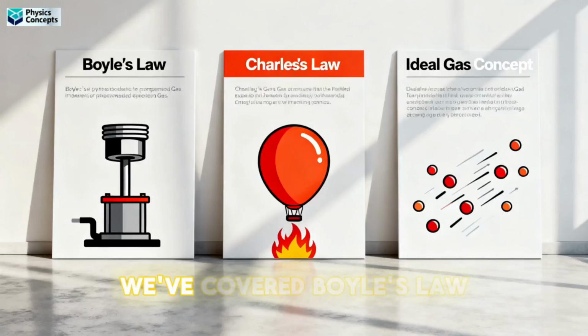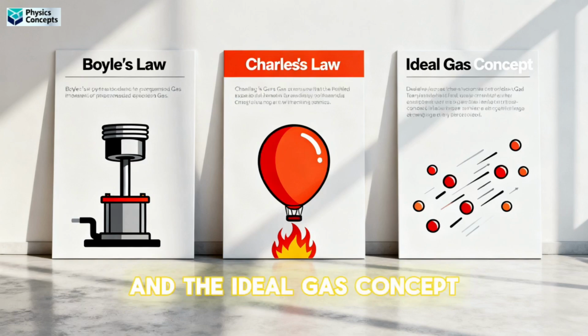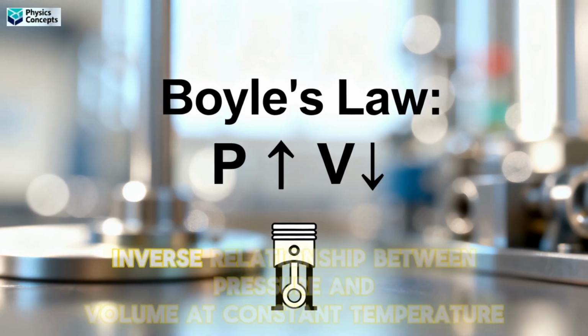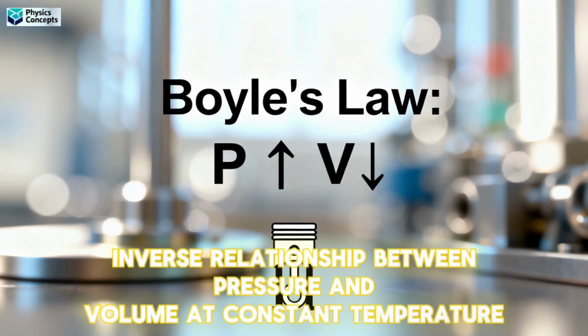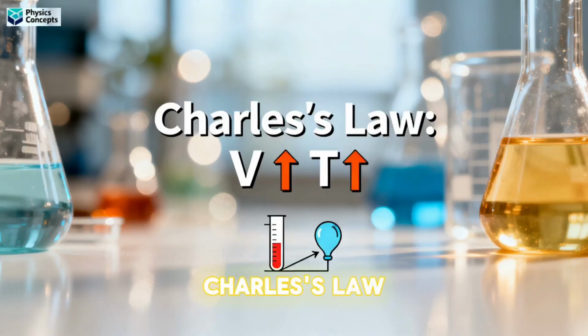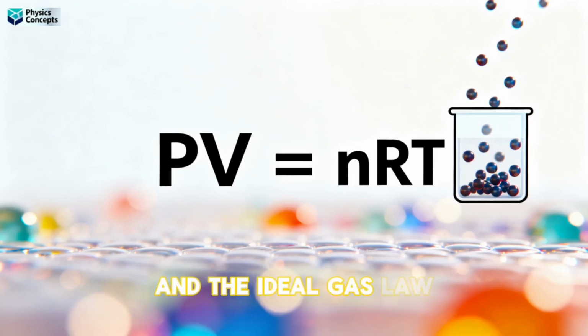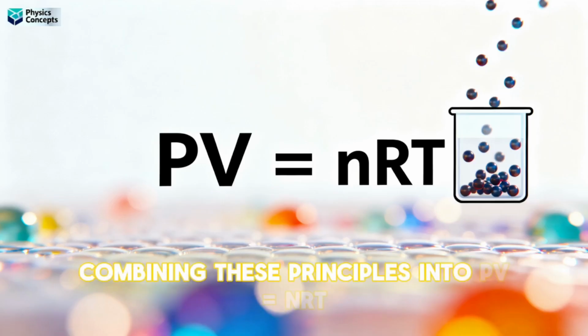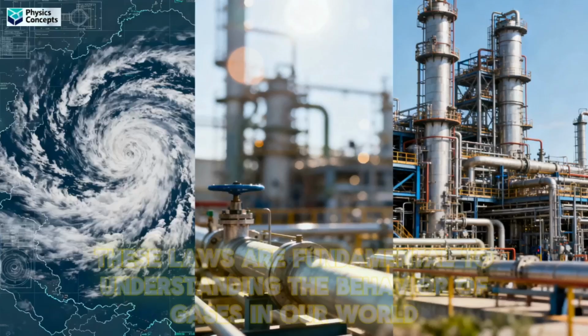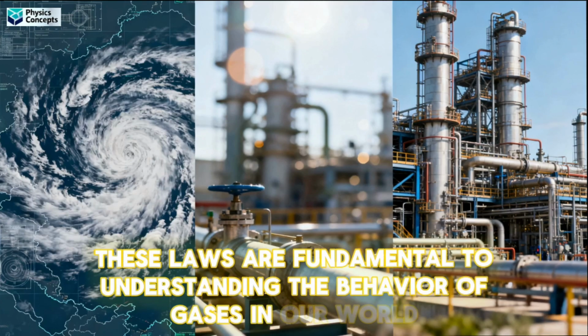In summary, we've covered Boyle's law, Charles's law, and the ideal gas concept. Boyle's law: inverse relationship between pressure and volume at constant temperature. Charles's law: direct relationship between volume and temperature at constant pressure. And the ideal gas law, combining these principles into PV = nRT. These laws are fundamental to understanding the behavior of gases in our world.